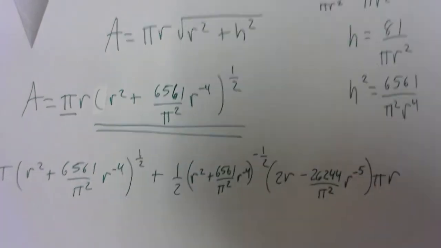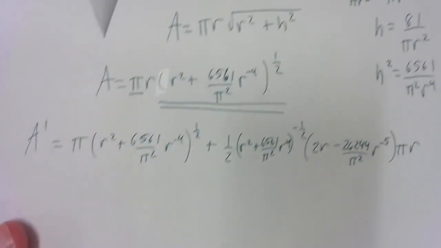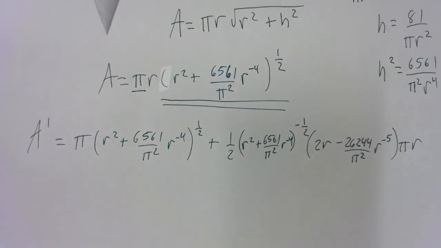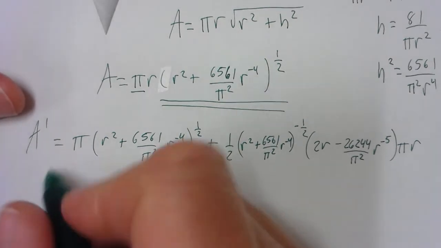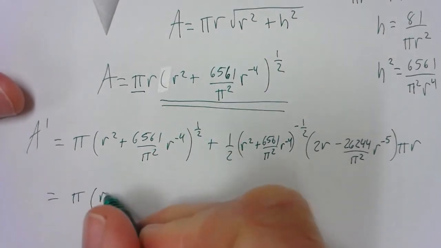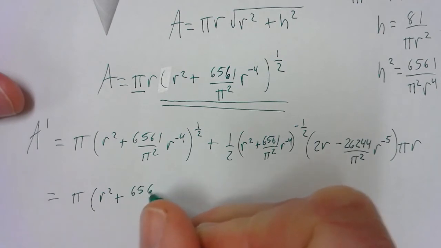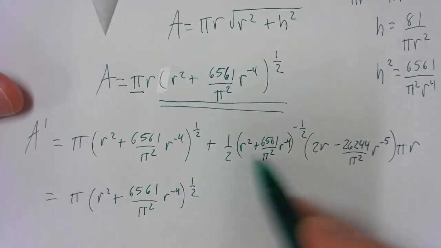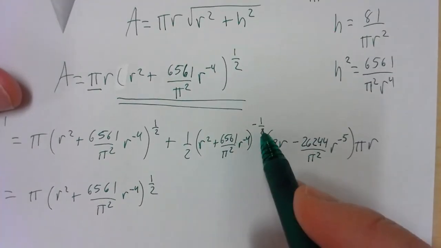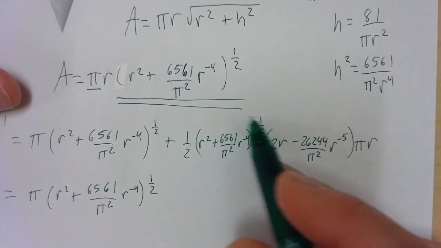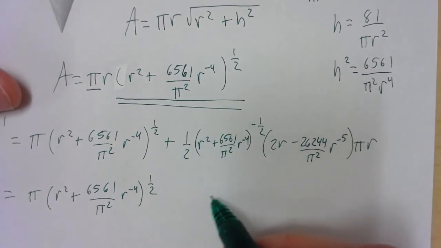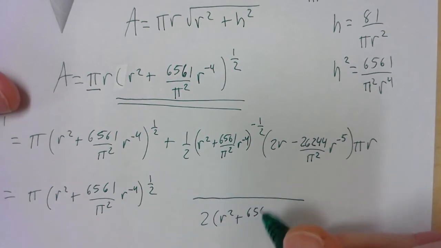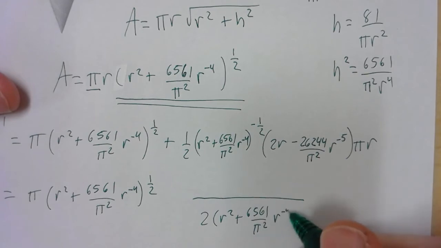I think I need to back this up a little bit higher so I can see the whole derivative across the screen. So that's the whole derivative right there. Okay, so this here doesn't change at all. It's just r squared plus 6561 over pi squared r to the negative 4 to the 1/2 power. Now I'm going to make this into a fraction here. So the half goes to the bottom, crosses the line, changes sign, the 2 does, and the rest of it stays on the top, so it's 2r squared plus 6561 pi squared r to the negative 4th to the 1/2 power.